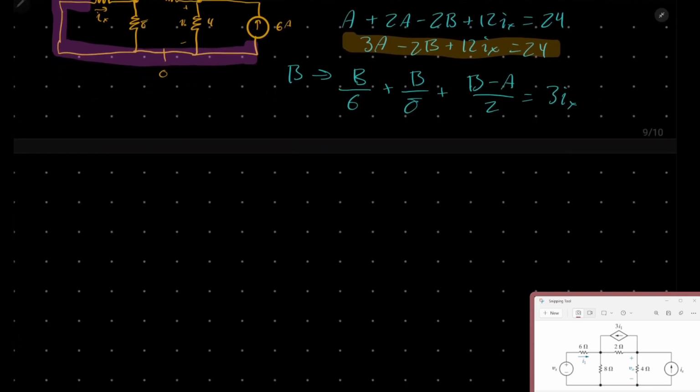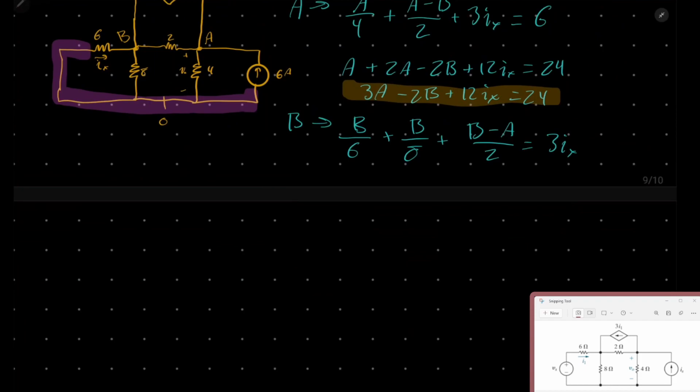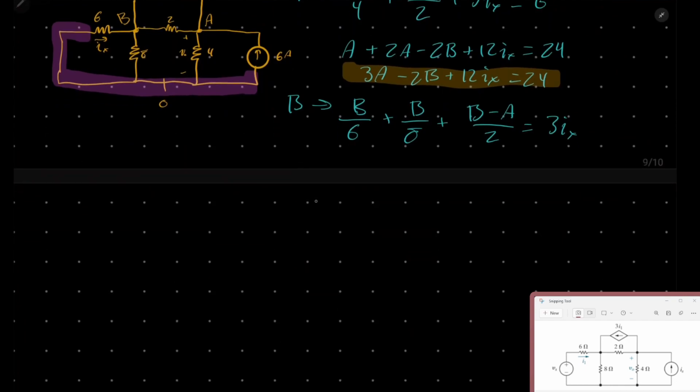Okay, now we'll just continue down here, simplifying this circuit. So we'll multiply everything by 24. Yep. So we'll end up with 4b plus 3b plus 12b minus 12a equals 24 times 3, 72ix.